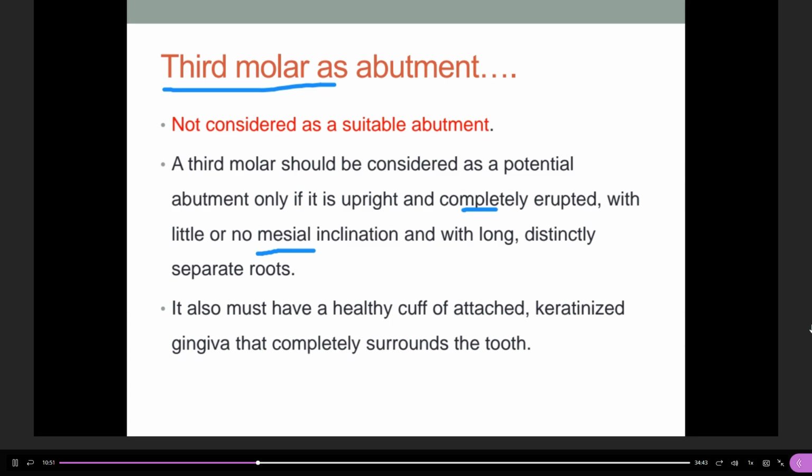For all these reasons, the third molar should not be considered as an abutment unless it has migrated to the position of the second molar for whatever reason, the roots are nicely well formed and widely spaced, and the crown is sufficiently long. In that situation maybe you can use it, but otherwise the third molar is not a suitable abutment.